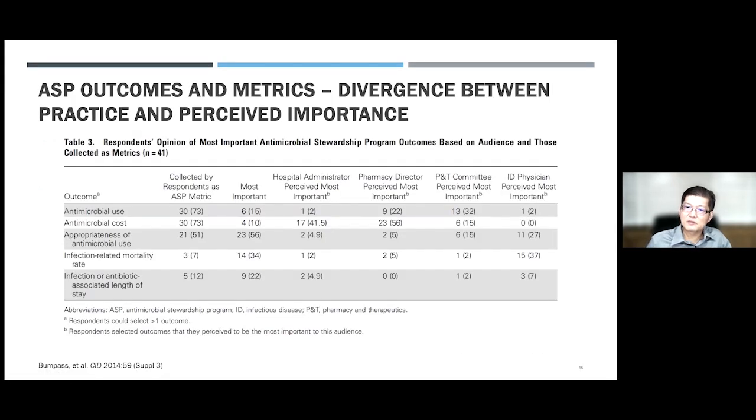As a matter of fact, there is some discrepancy between the practice and perceived importance of each metric. This is a study performed in the United States, where they listed metrics in the outcome metric box, like antibiotic use, cost, appropriateness of antibiotic use, and so on. They asked many people, including the hospital administration, pharmacy director, ID physician, and P&T committee. Interestingly, everyone valued the metrics differently. For example, ID physicians would value infection-related mortality and appropriate antimicrobial use as the most important. For the P&T committee, antibiotic use and appropriateness of therapy should be the top ones. But if you ask the hospital administrator, they would say cost alone is the most important, whereas the pharmacy director may value antibiotic cost and antimicrobial use as important metrics.